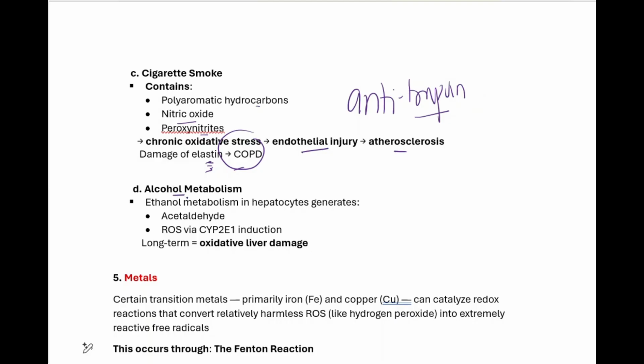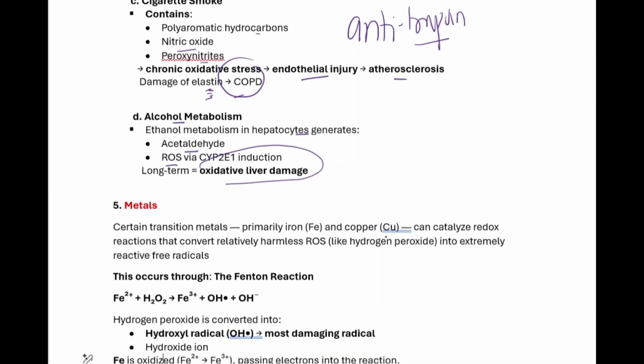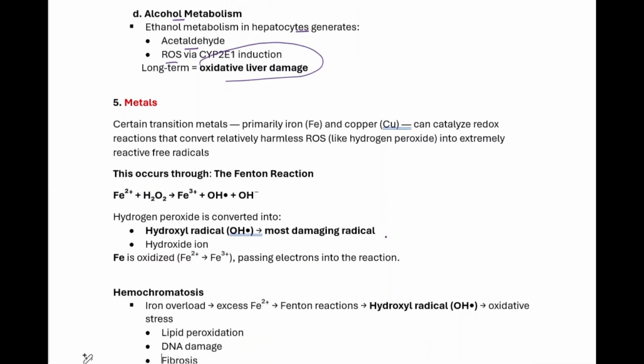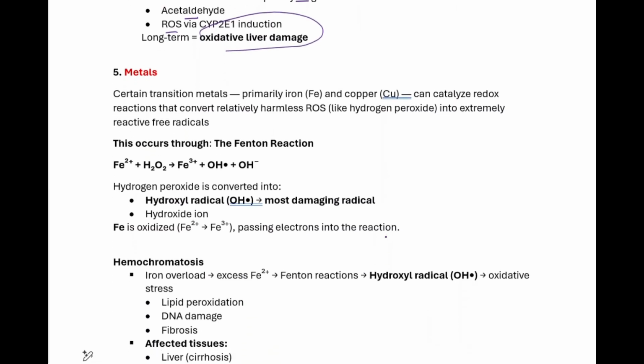Moving on to alcohol metabolism. The ethanol metabolism in the hepatocyte will also generate free radicals. It could generate things like acetaldehyde and reactive oxygen species. And of course, this will also damage the what? Liver.